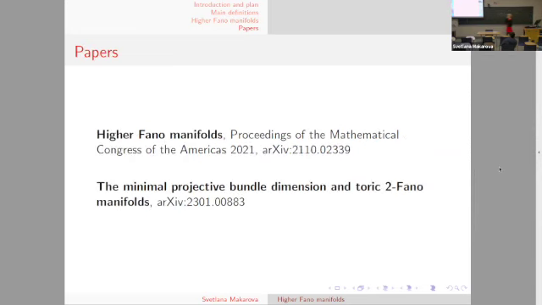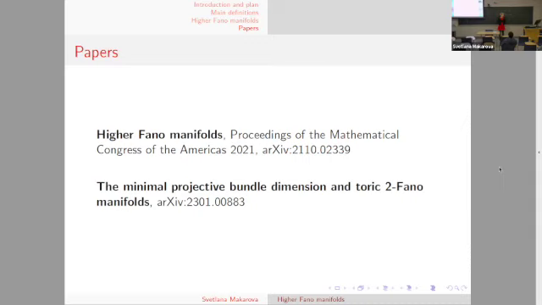Okay, so these are two papers that our group has produced so far. In this recent paper, we turn our attention to the case of toric manifolds, which are especially nice algebraic manifolds because they admit a very combinatorial description.